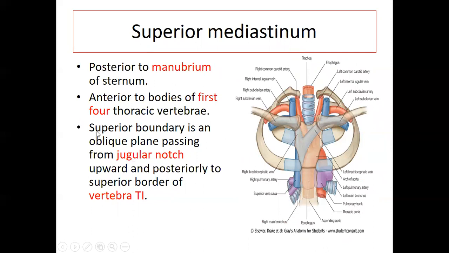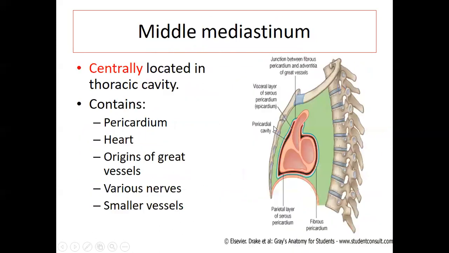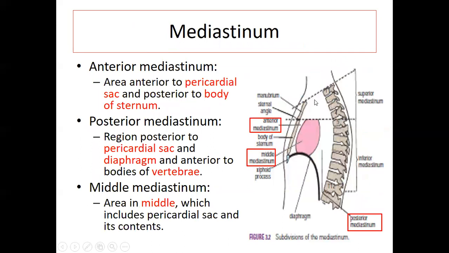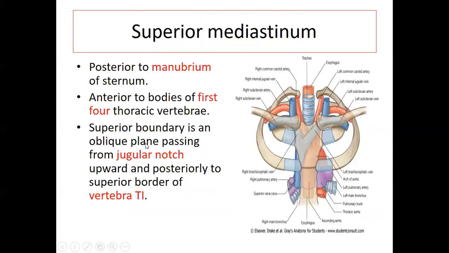How about the superior boundary? What I have mentioned just now are the anterior boundary and the posterior boundary. The superior boundary is an oblique plane passing from the jugular notch, going upward and posterior to the superior border of vertebra number 1, T1. If you see from this picture, the boundary is going upward from the jugular notch toward the superior border of thoracic vertebra number 1.